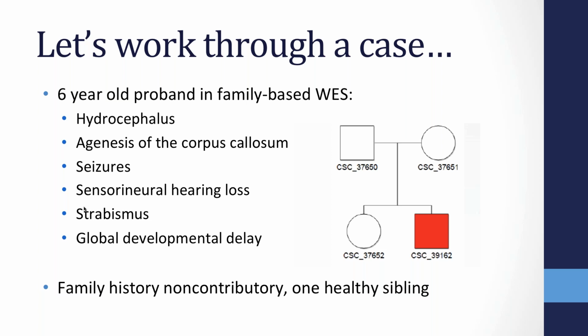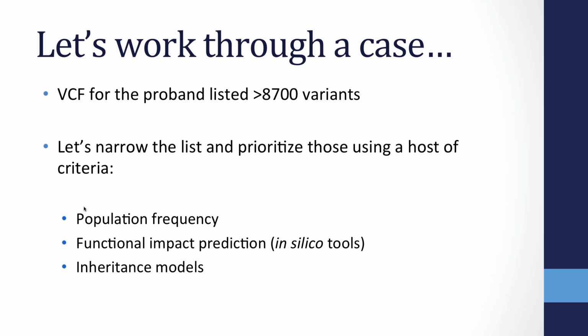This child presented to us for several concerns. He had hydrocephalus. He had agenesis of the corpus callosum, was having some seizures. And in addition to that, he had some hearing loss, strabismus, and overall, not surprisingly, had significant global developmental delay. The family history itself was non-contributory, and at the time that they came to see us, he had one healthy sibling.